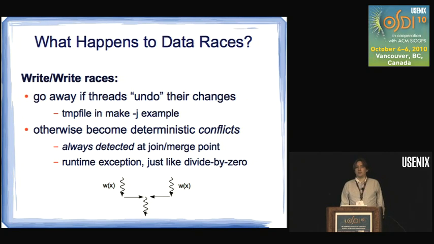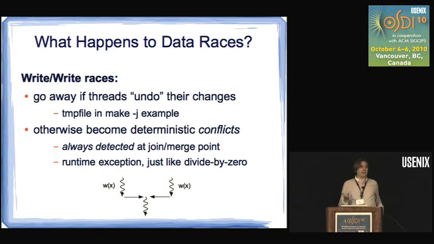When you get lucky, or when you design your code so that they do. This was the case in the example I just showed, where the two makefile subthreads deleted their potentially conflicting temporary files before they rejoin. But in general, write-write races, if they don't renormalize in that way, become conflicts. Just like in a decentralized replicated file system.